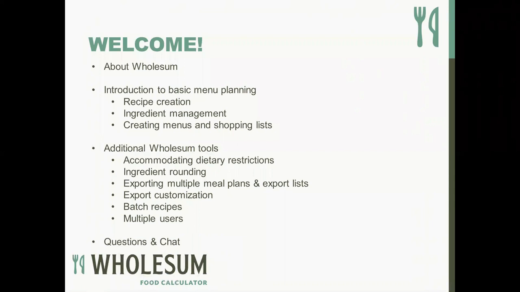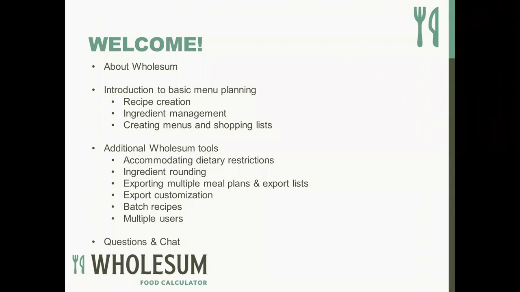So I think that does it. We ran through accommodating dietary restrictions, ingredient rounding, exporting multiple meal plans and lists, customizing that export, batch recipes, and multiple users. And I think we're right on time at 40 after or so. So I just wanted to make sure we had enough space for questions or conversations.